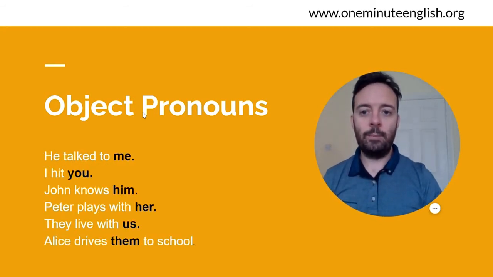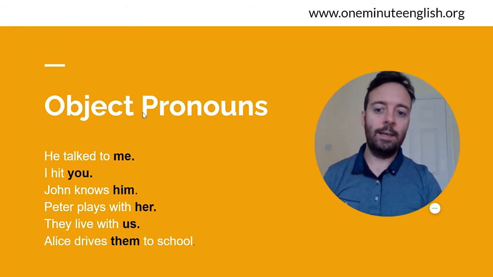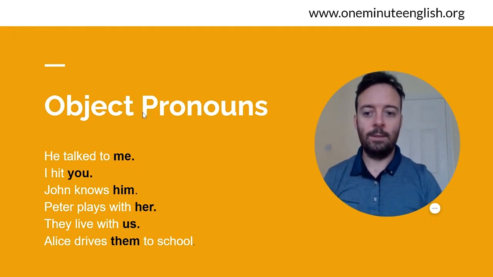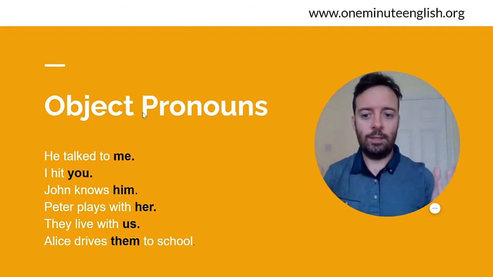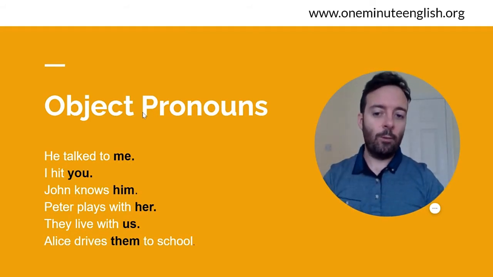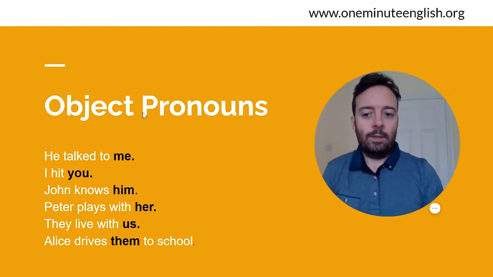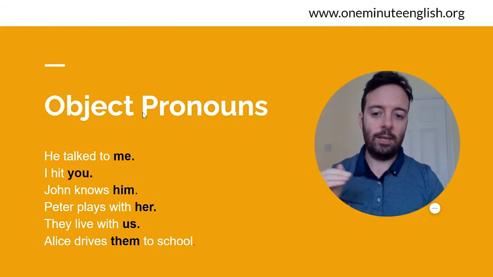Let's look at some more examples. He talked to me. I hit you. John knows him. Peter plays with her. Okay, think about this example, right? Her. Who is she? In the sentence before, probably we mentioned, oh, Jane goes to school over there, and then you can say Peter plays with her. We know that we're talking about Jane.